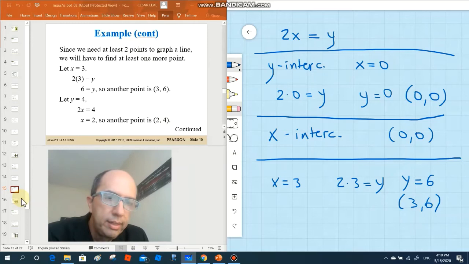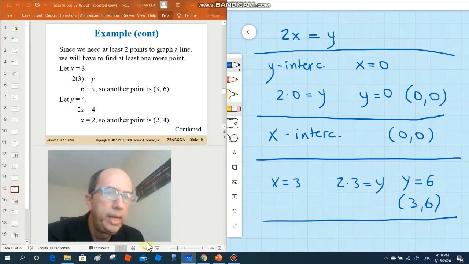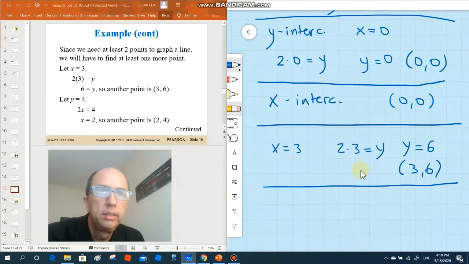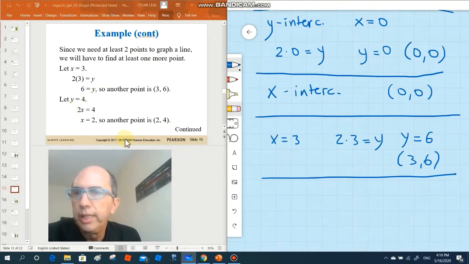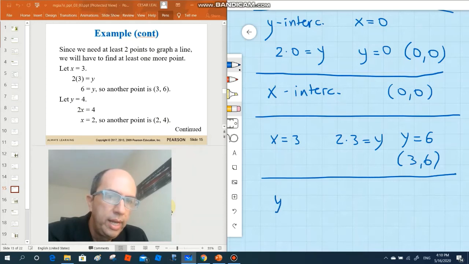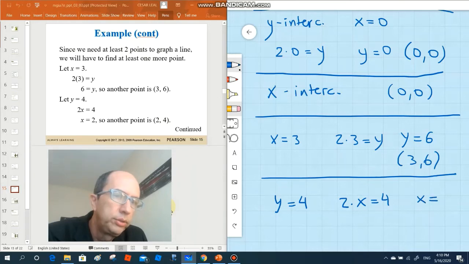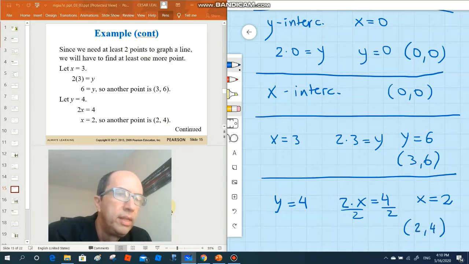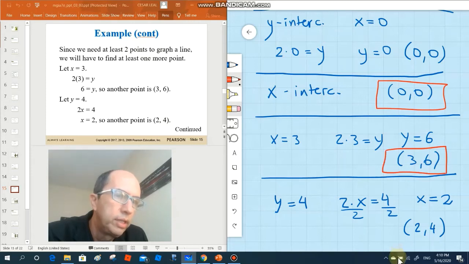And we need a third ordered pair. Let's follow the PowerPoint. Let's make y equals 4. That means 2 times x equals 4. Then, dividing both sides by 2, x equals 2. Now we have another ordered pair, 2 and 4. And with this, we have all the 3 ordered pairs that you need to graph the function.